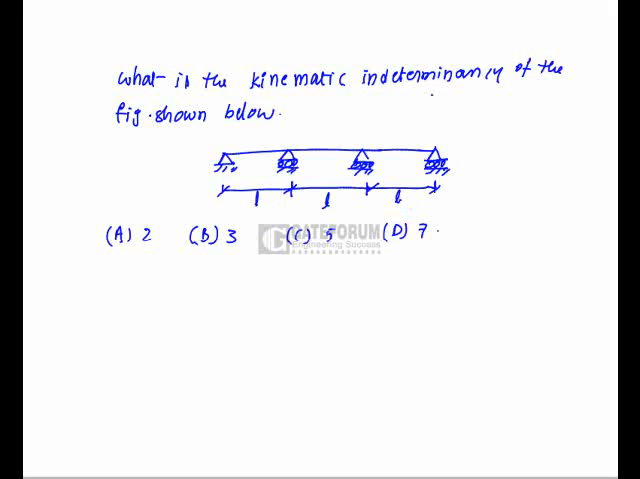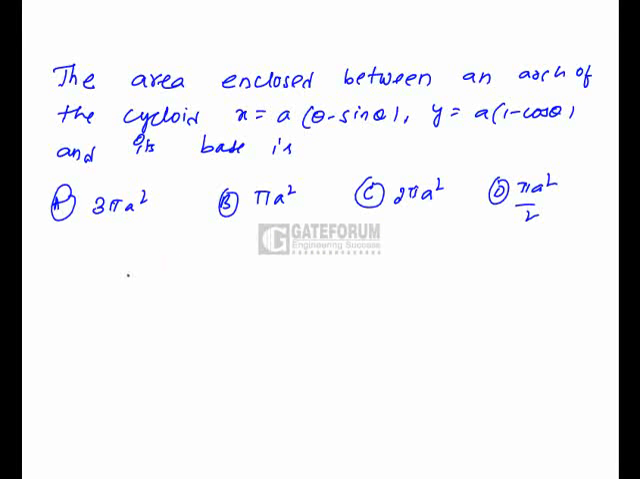The kinematic indeterminacy of the figure shown below. So it is a hinge and 3 roller supports. The kinematic indeterminacy is 7. Option D is correct.